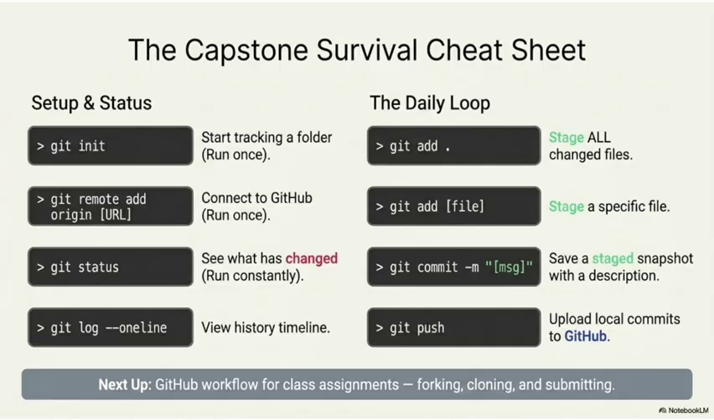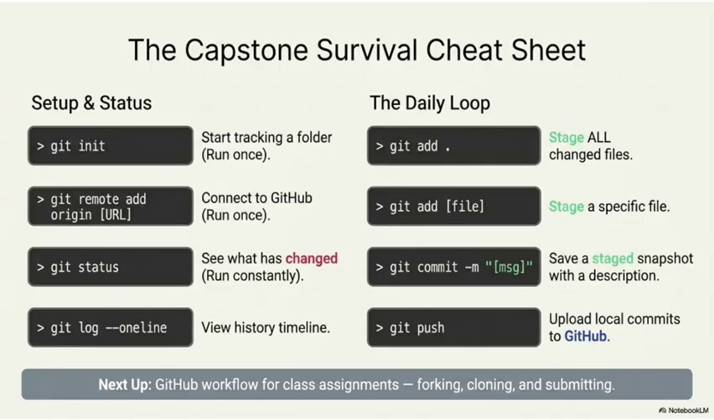Now here's a capstone survival sheet. This is going to be your quick reference for setup, status, and the daily Git loop. Everything you need for every assignment. Setup and status, run once: git init starts tracking the folder. git remote add origin with a URL connects to GitHub. git status shows what changed. Run constantly. git log --oneline views the history timeline.